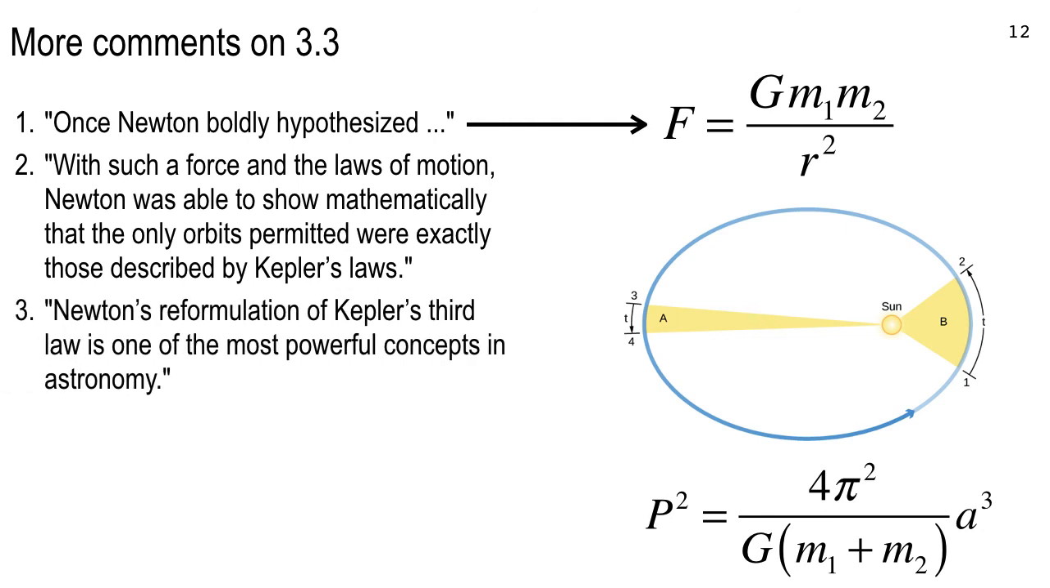And the textbook authors make this final note that his reformulation of Kepler's third law, in other words, this one down here with all the constants in there, capital G, the mass of the two stars, M1 and M2, and then the semi-major axis, quantity to the third power, is one of the most powerful concepts in astronomy, as I've mentioned before, because it allows us to figure out masses of black holes at the center of the galaxy.